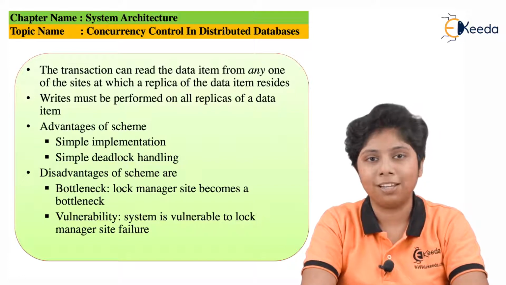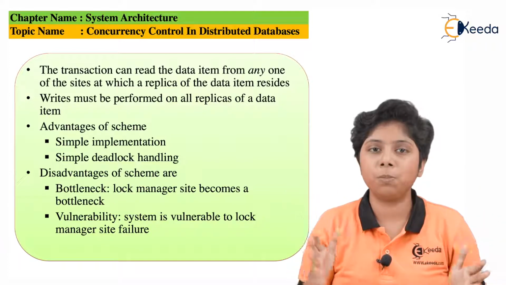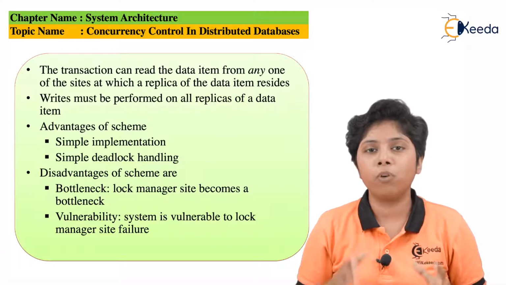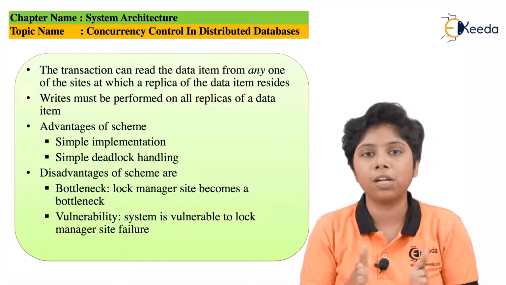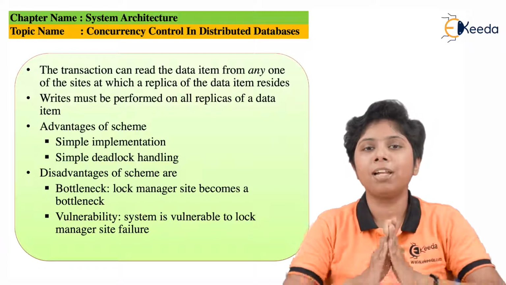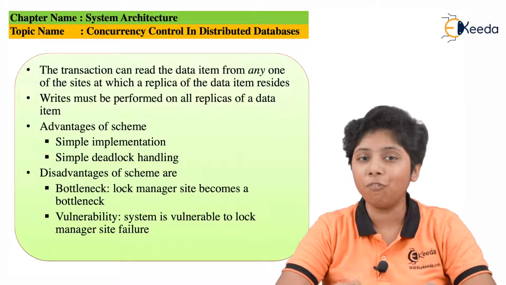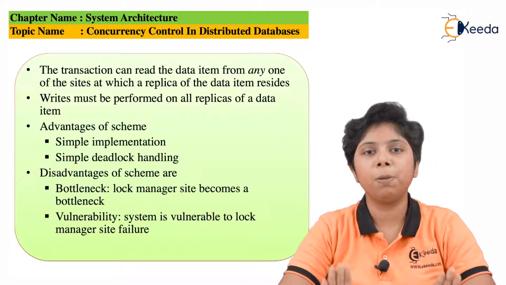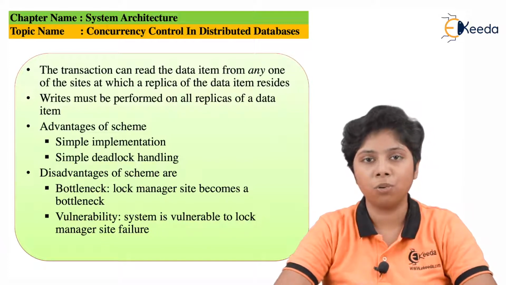One is the bottleneck. If the responsibility lies with SI only, then all the granting and releasing of locks on requests must be performed by SI, creating a bottleneck at SI. And finally, the vulnerability: because SI is solely responsible, if SI fails, then all the concurrency control execution will be lost, and the lock manager will be lost, because SI is the only lock manager.